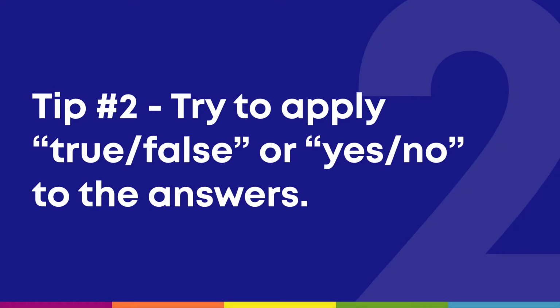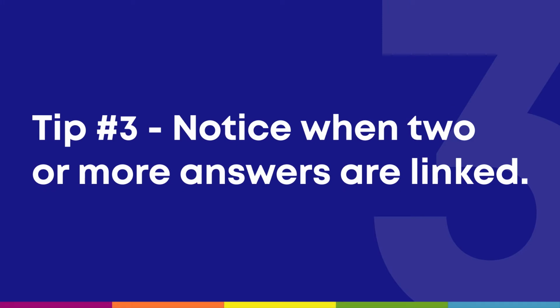My second tip is to treat it like a true, false, or yes, no. That's a really easy way to keep answers or get rid of answers. My third tip is to link answers. And what that means is if you have two answers and they're very similar, where they have very similar outcomes, or you just can't do one without the other, then you would want to keep both of those answers or get rid of both of those answers.